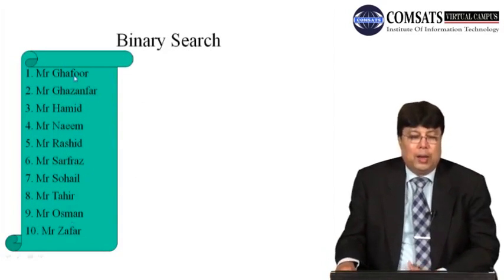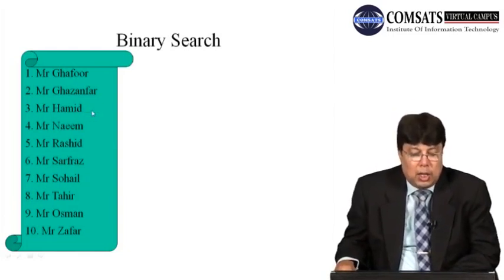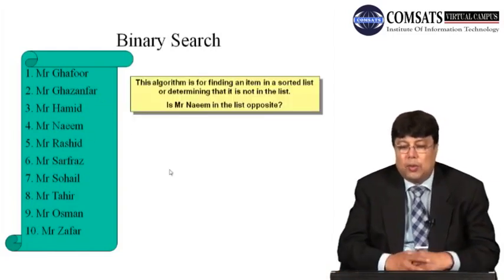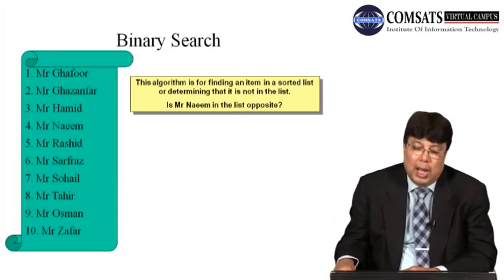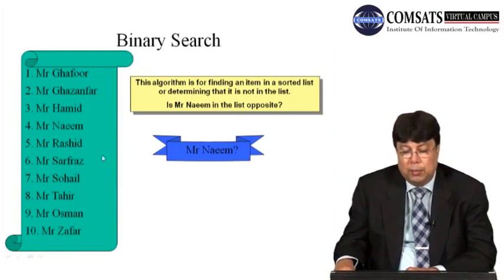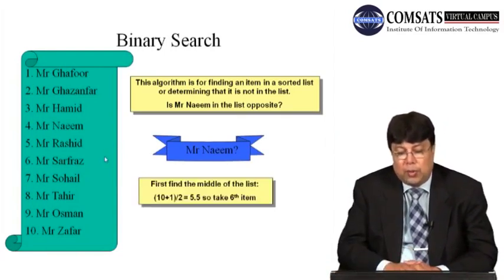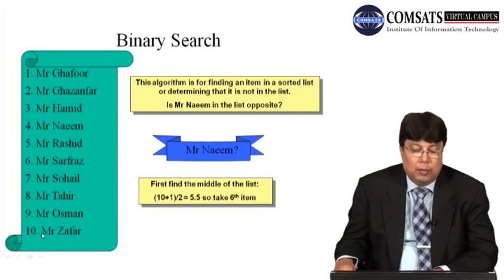Just write dictionary. So we have got 10 people present in the array, and suppose I'm interested in searching Mr. Name. So this algorithm is for finding an item in a sorted list or determining that it is not present in the list. So is Mr. Name in the list? I need to find out with the help of the algorithm whether Mr. Name is present in the list or not. So according to this algorithm, what should I do? I'll first find the middle of the list, and I can find the middle by taking the mean, with upper bound 10 and lower bound 1.